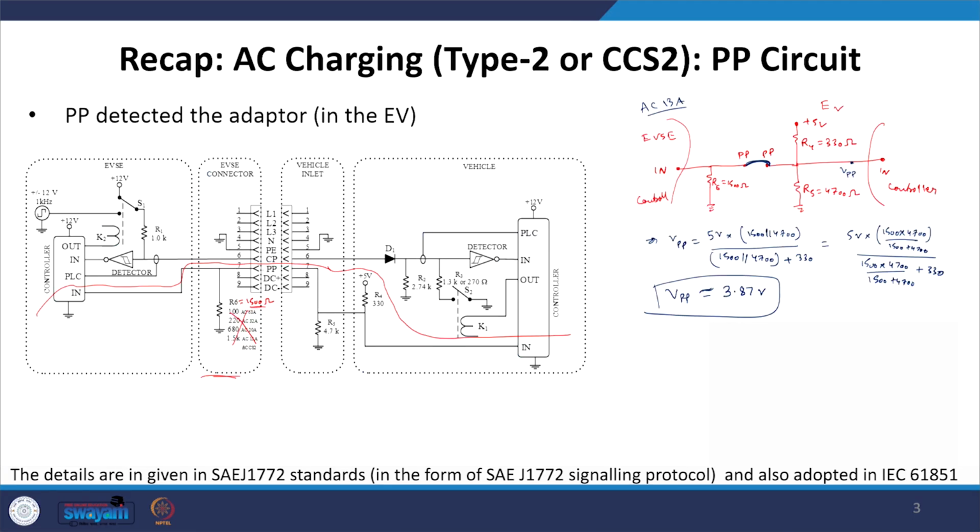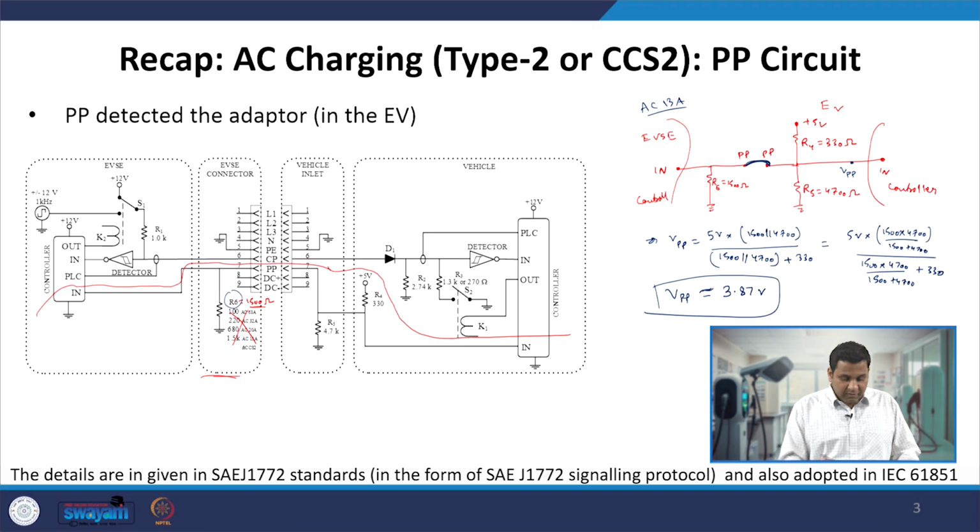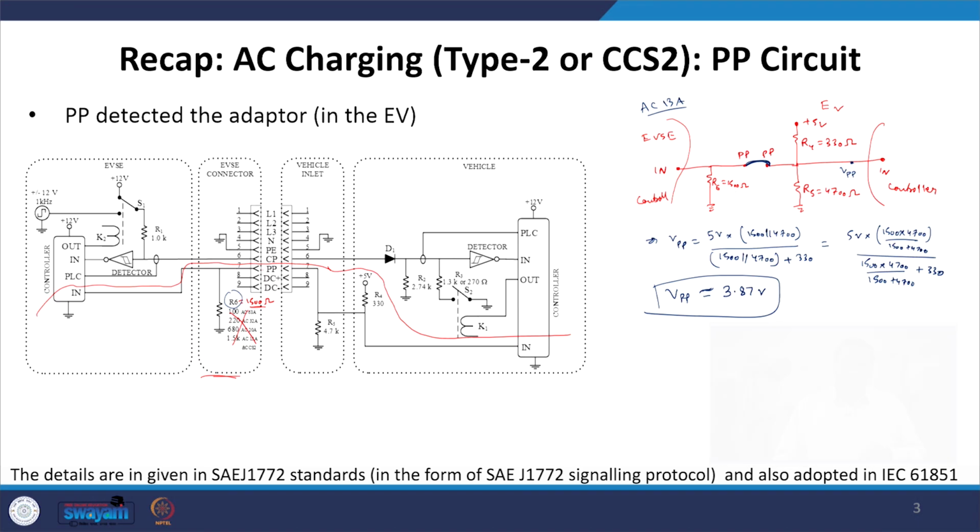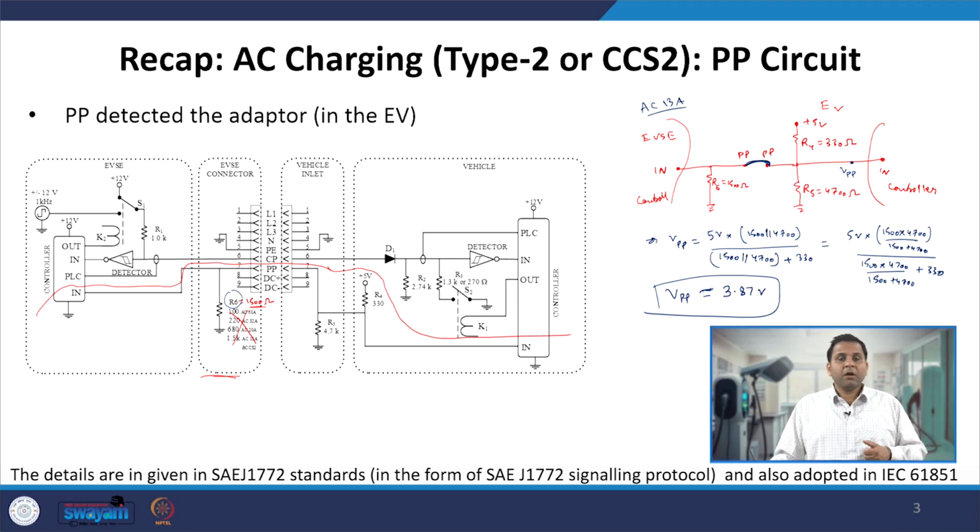Then we have seen what is there in the PP circuit. We understood that the PP actually helps the EV to identify whether the plug which has been plugged into the EV is the correct plug or not, or you can say whether it is within the charging plugs which are there in the ecosystem. There is one resistance named R6, whose value changes for different current levels and different types of charge, either AC or DC, and accordingly the vehicle comes to know, by using this PP circuit, whether a charging plug of 63 ampere, 32 ampere, or a CCS2 charging plug has been plugged in.